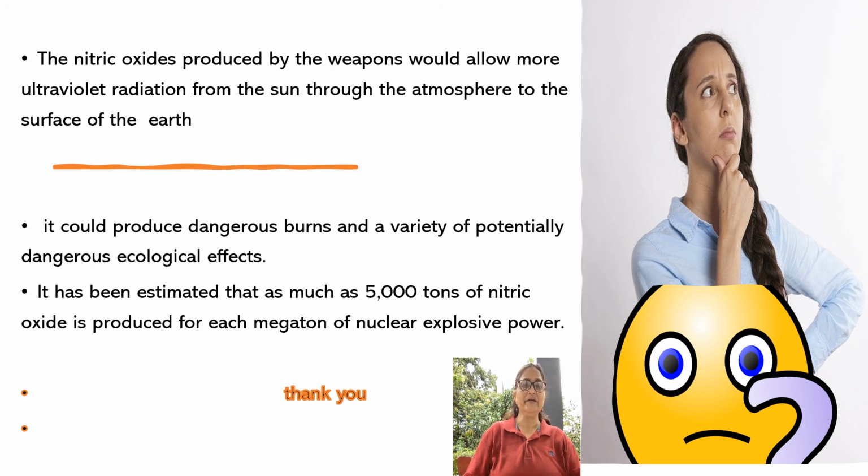So it has been estimated that as much as 5,000 tons of nitric oxide is produced in a nuclear explosion for each megaton of nuclear explosive power. So you can understand from this the hazardous effects of nuclear weapons and radioactive fallouts. If such explosions occur in our atmosphere or on the globe, then how harmful it would be for humanity and for all living beings. So just think about it. Thank you. That's all about the radioactive fallouts.